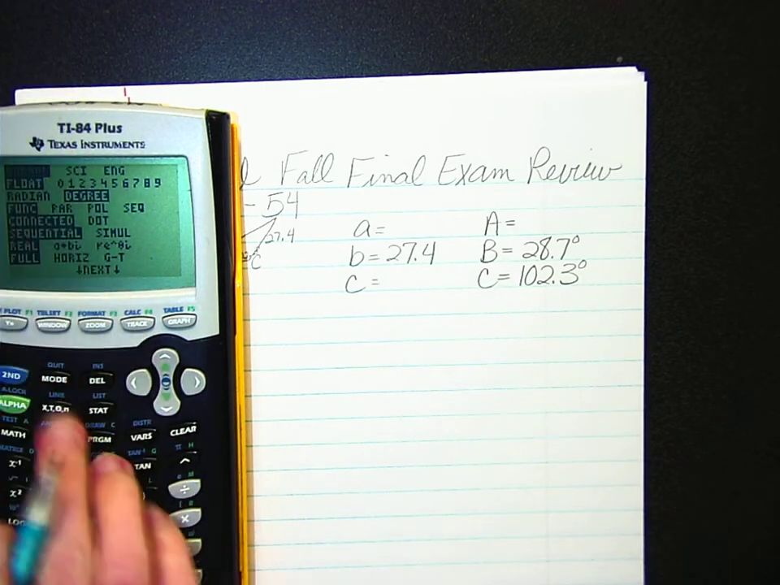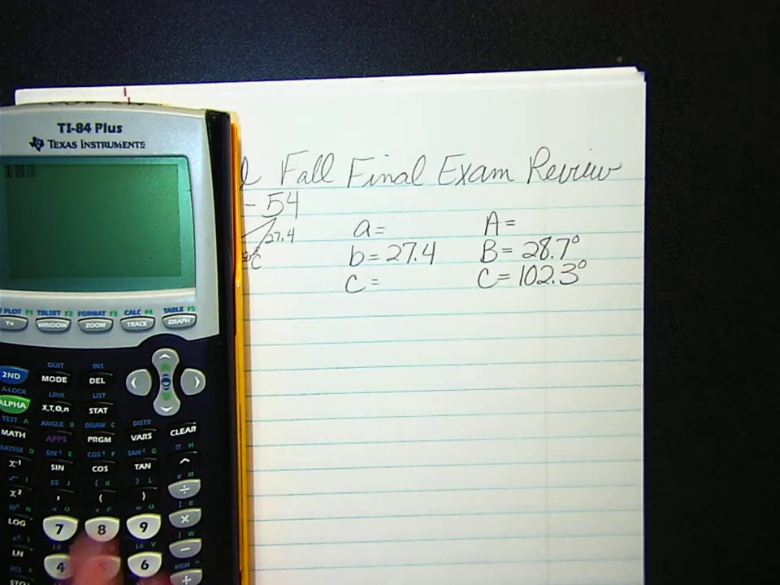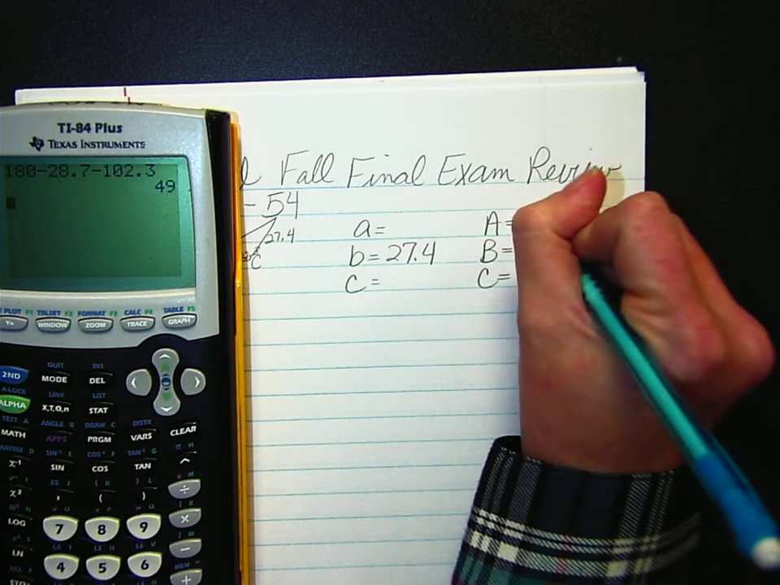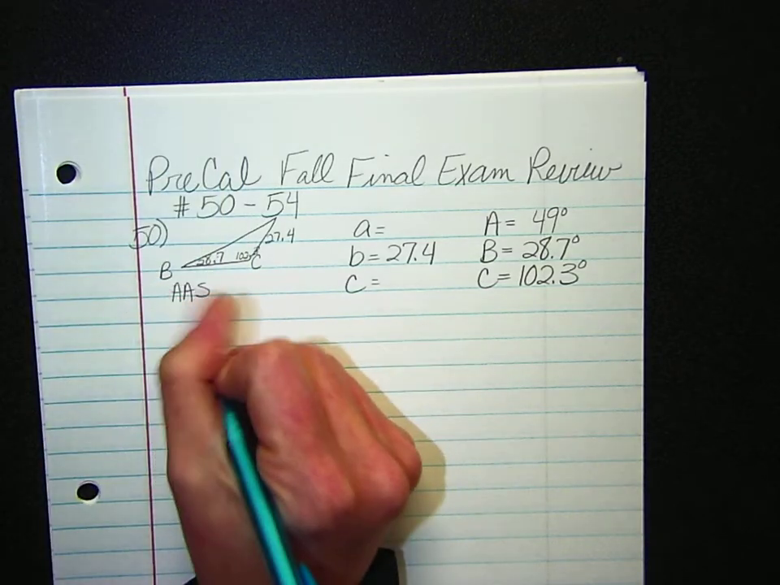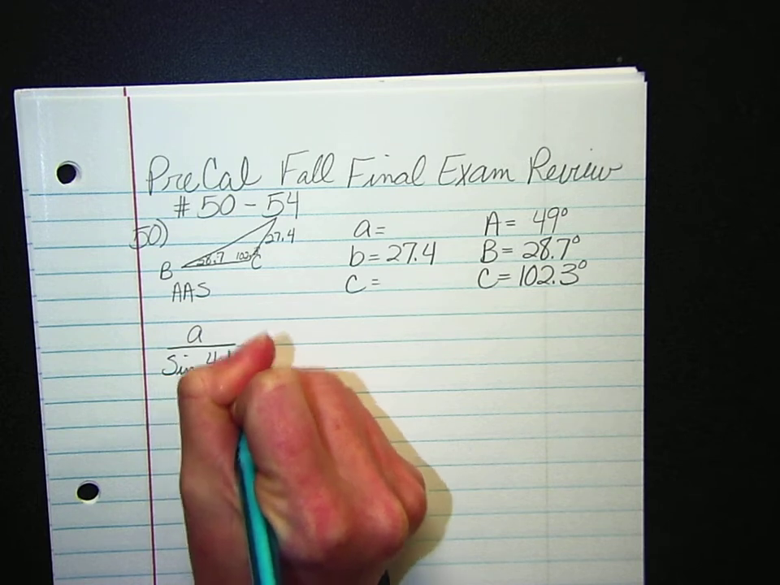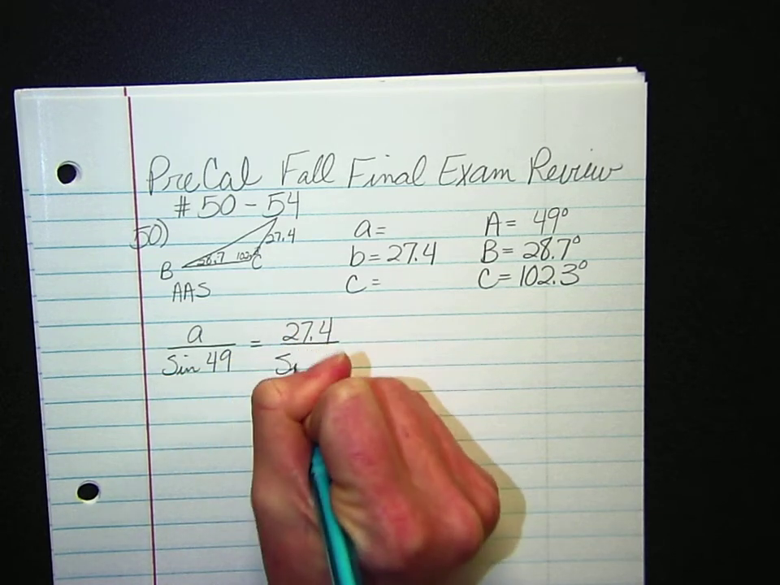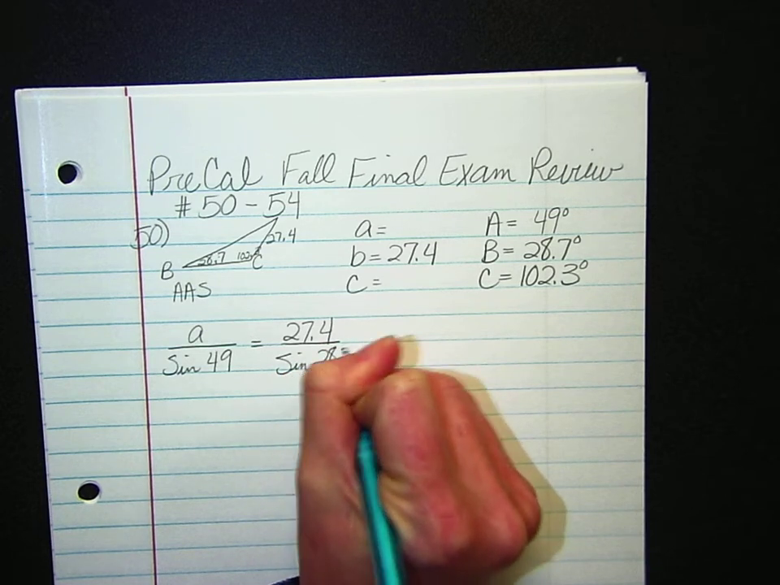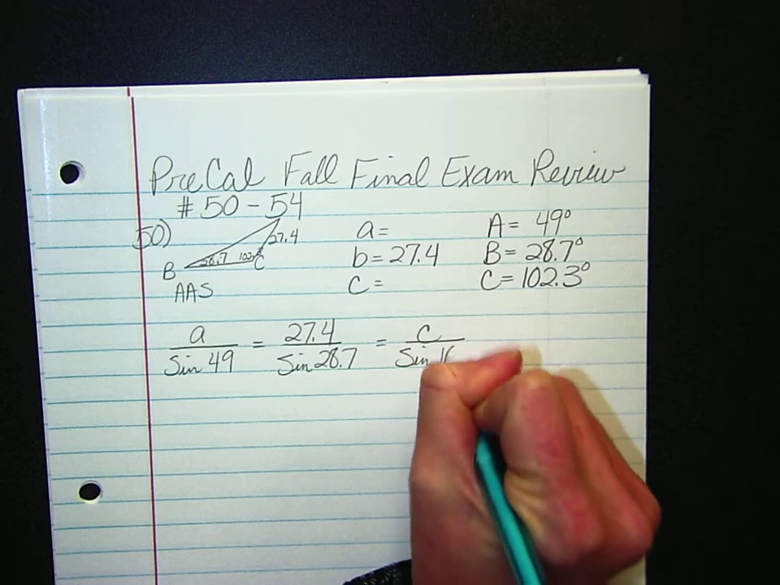All right, then I'm going to start by finding angle A. I know the three angles of a triangle add up to 180 degrees. So let's start there, and that gives me that A is 49 degrees. Now I'm going to set up my law of sines, which is a over the sine of A, and b over the sine of B, and c over the sine of C.